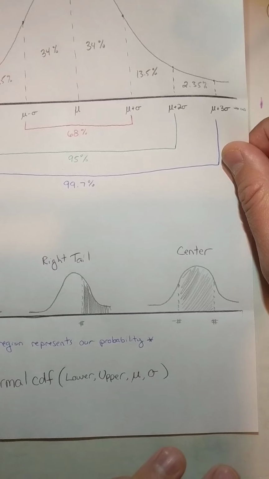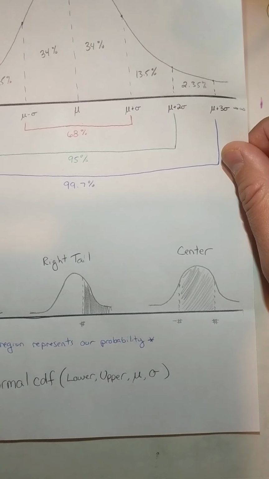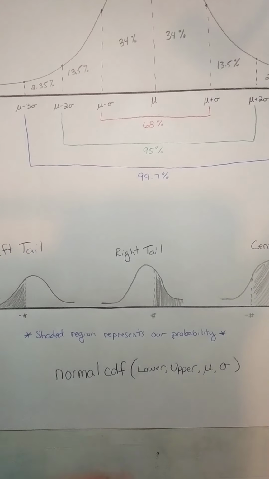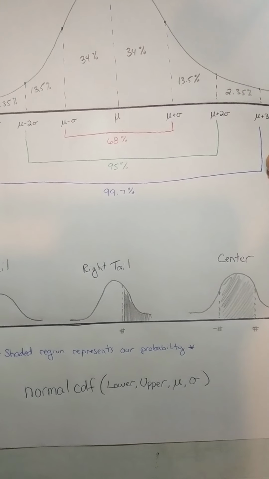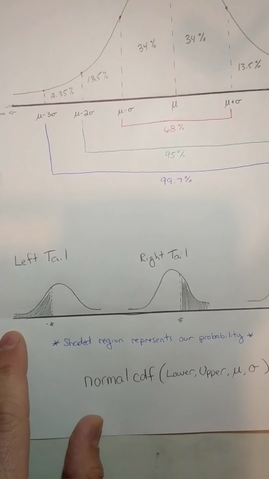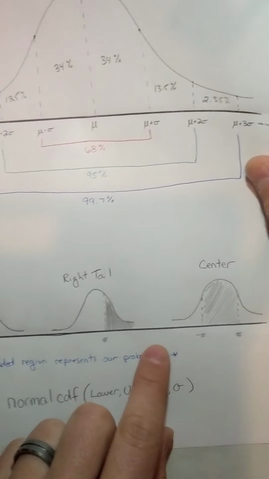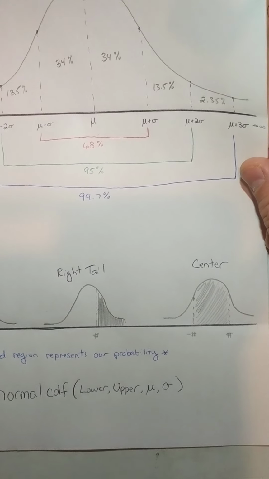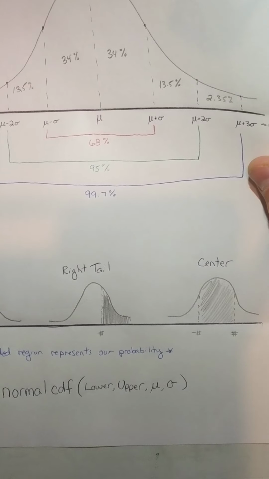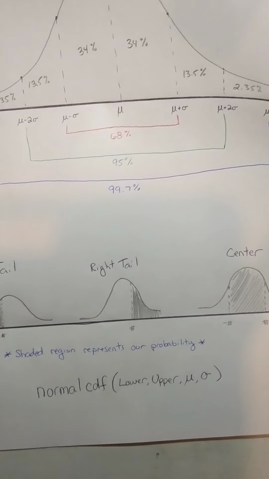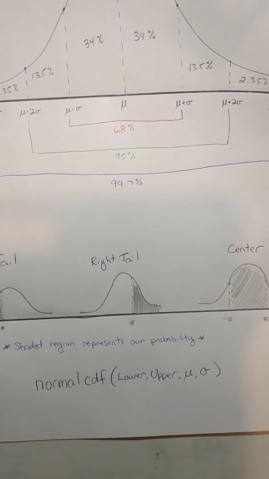So some of the wording can get a little confusing in the problems because what they're asking for is a left tail distribution, a right tail, or a center, and all it means is that are you going from negative infinity to a number, going from a number to infinity, or are you going between two numbers? We'll break this down tomorrow when we go through some problems. Now the shaded region is going to represent our probability.